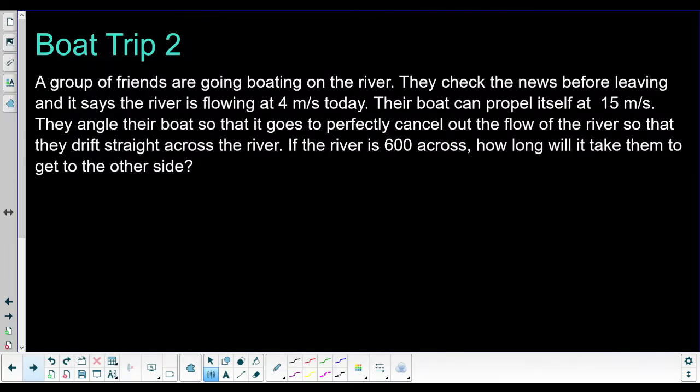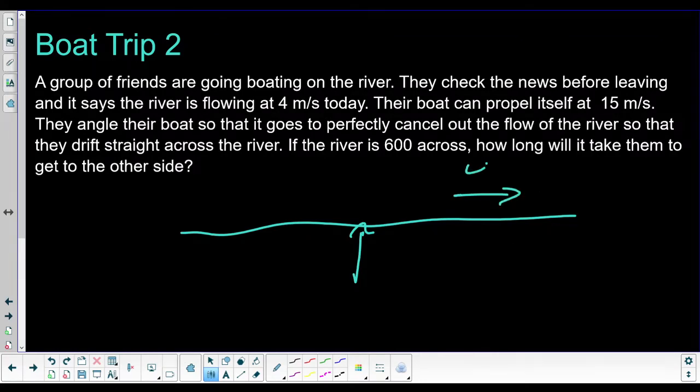So it says a group of friends are going boating in the river. They check the news before leaving, and it says the river is flowing at 4 meters per second today. So same setup, right? We still have our river. We're still boating that way across it. The river is still going 4 meters per second that way, and our boat can still propel itself at 15 meters per second. Now it says they angle their boat so that it perfectly cancels out the flow of the river so that they drift straight across.